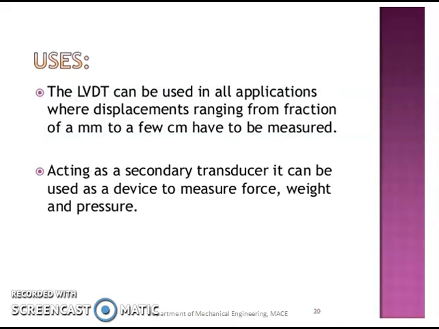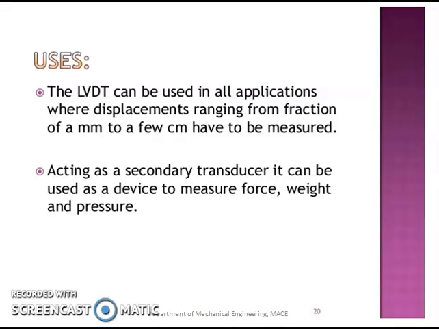Now the application of LVDT. LVDT is widely used for measurement applications. It can be used to measure displacement ranging from a fraction of a millimeter to a few centimeters. Another application is it is also used as a secondary transducer for measuring force, weight, pressure, etc. And that's all about the working and construction of LVDT, and also the dimension measurement.